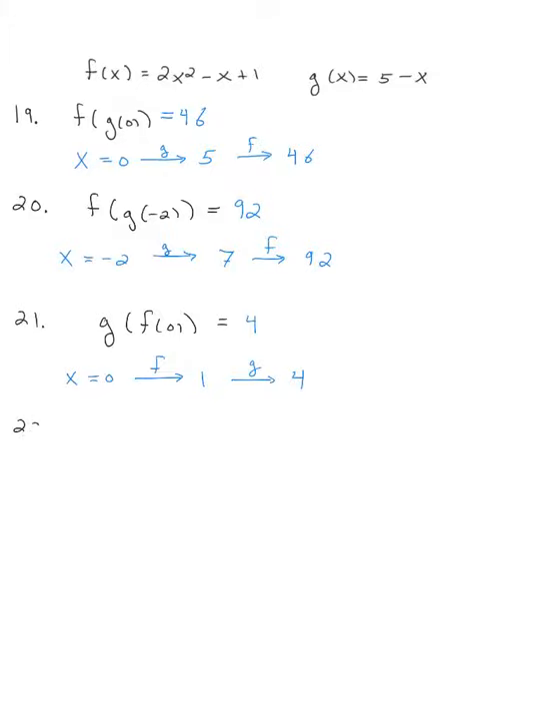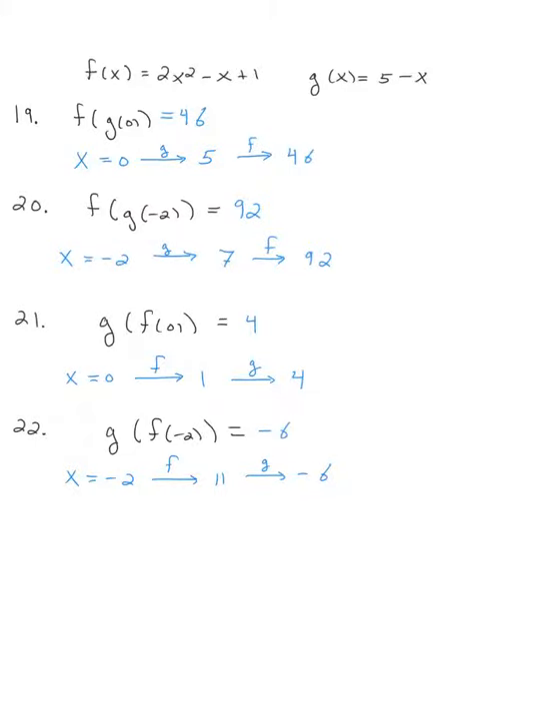For problem 22, I want g of f of negative 2. Again, being careful, I'm still going to use negative 2 for x, but when I first go through the function f, I get 11. And then when I take 11 and place that into the function for g, I get negative 6. So that's the answer here.